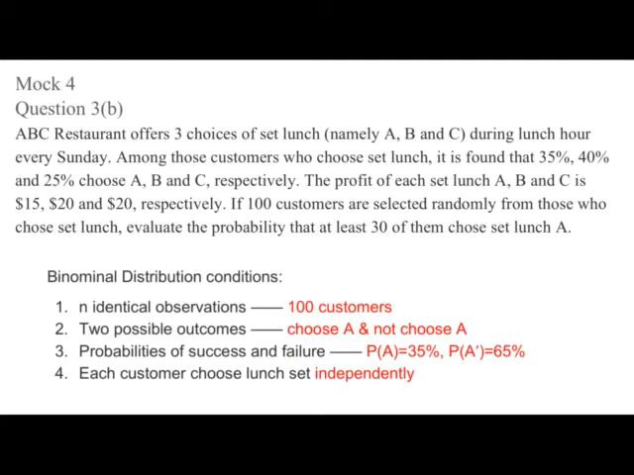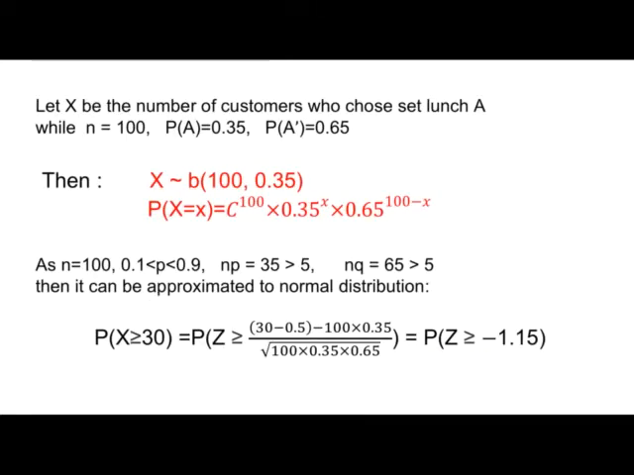In this case, we have 100 customers, which are identical observations. They have 2 possible outcomes, that is, choose A and not choose A. The probability of choosing A equals 35%. And last, each customer chooses a lunch set independently. So we can use the binomial distribution in this case. We let X be the number of customers who choose set lunch A. Then we can get the notation of the binomial distribution as the red word shows.